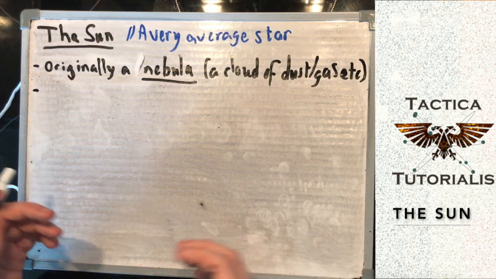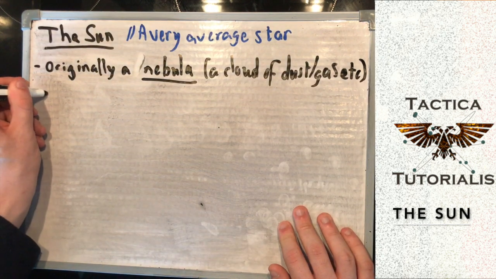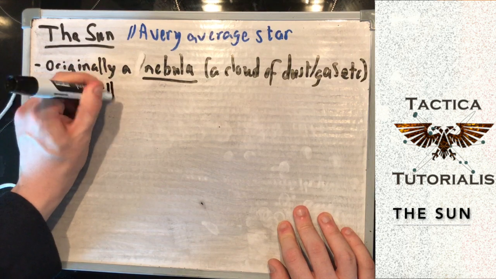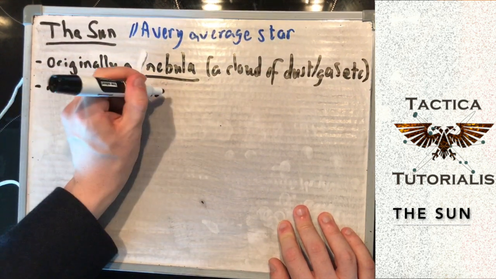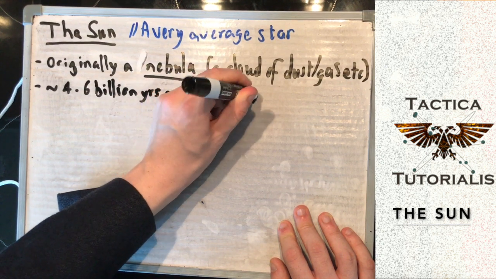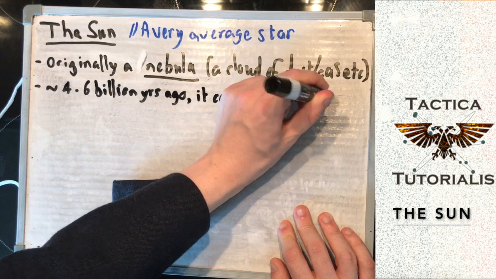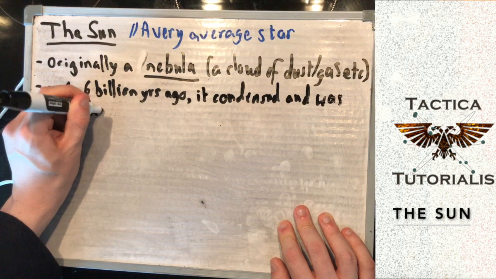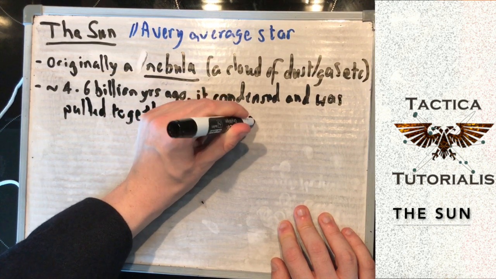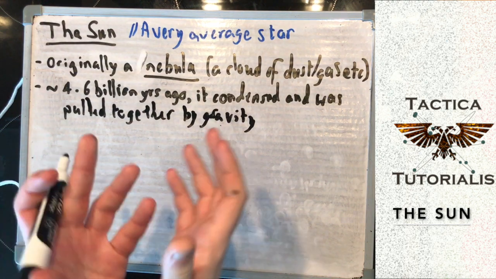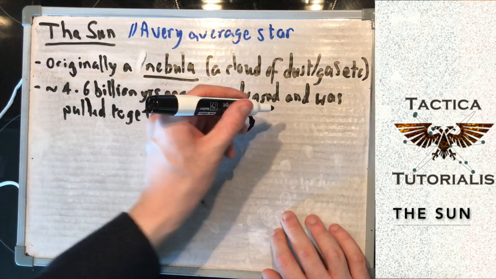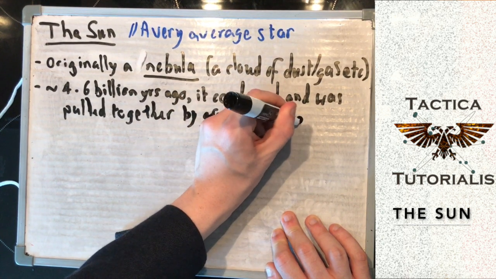And what happened to the nebula? This started about 4.6 billion years ago. So that little wibbly symbol is roughly, approximately, 4.6 billion years ago. It condensed and was pulled together by gravity, because even though it was a cloud of dust and gas, every object has a gravitational field, and they all attract each other, and they pulled themselves together over a long period of time. This led to a protostar.